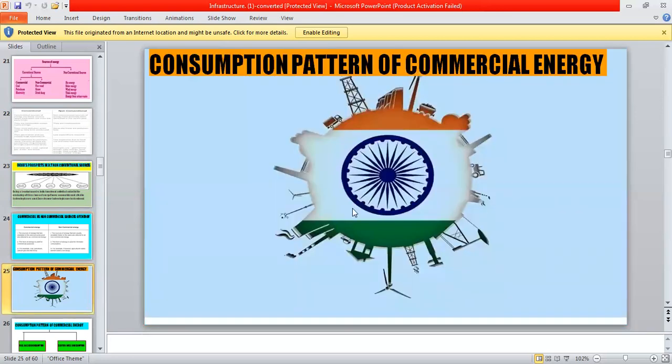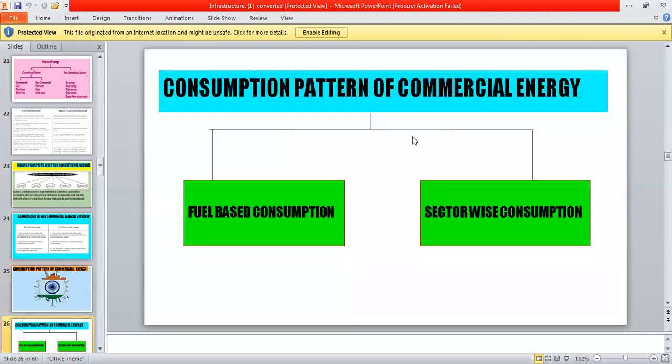The consumption pattern of commercial energy. How do we use the commercial pattern? How do we use the energy? Now, the consumption pattern of commercial energy is of two kinds. It's studied on the basis of how much is the fuel-based consumption and what is the sector-wise consumption.